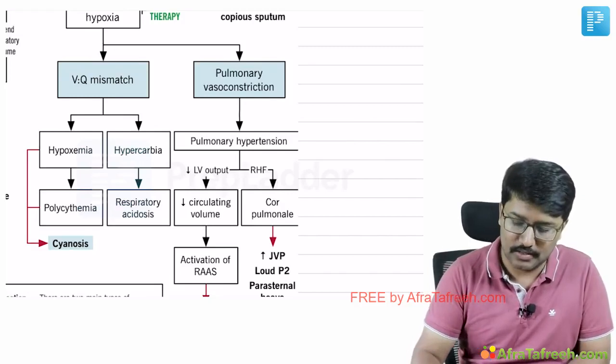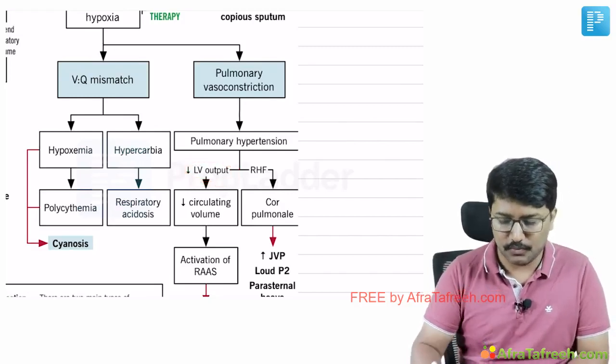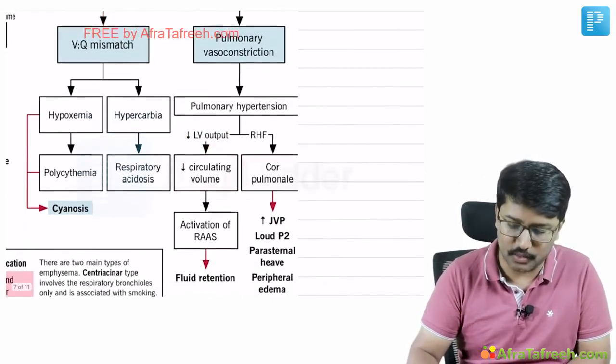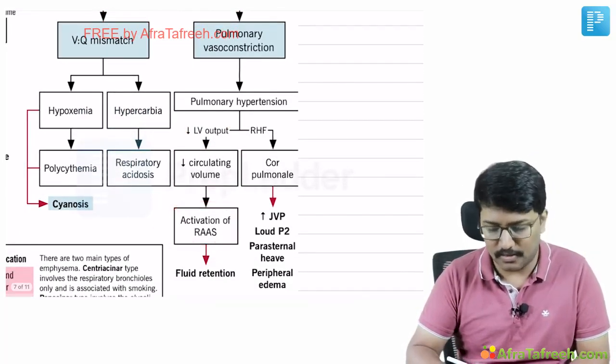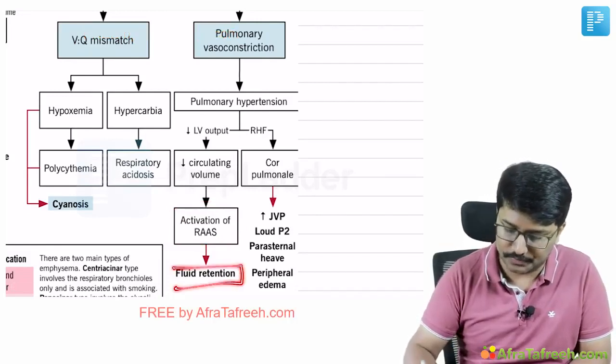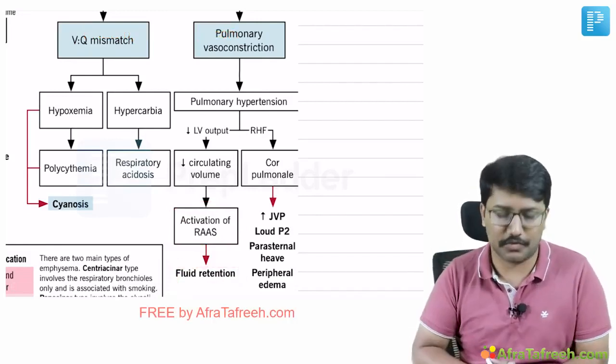So LV output gets reduced. This reduced LV output also leads to a decrease in the effective circulating volume, and that would lead to activation of the renin-angiotensin-aldosterone system, and that will lead to fluid retention. Right. So this is one arm of the pathophysiology.